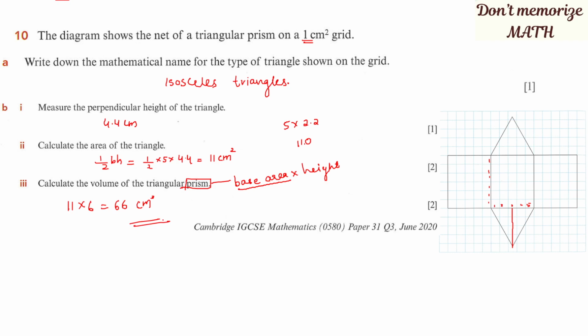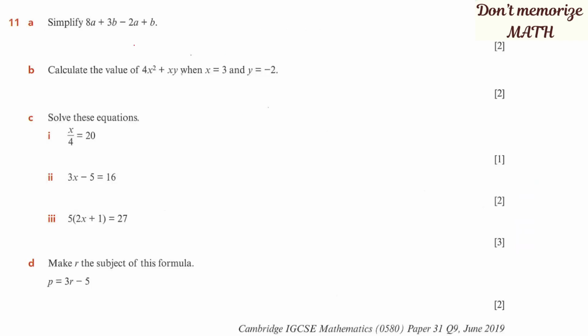Okay. Then question number 11. Simplify 8a plus 3b minus 2a plus b. Take the similar terms, or like terms. So 8a minus 2a is 6a. 3b plus b is 4b. So the answer is 6a plus 4b.